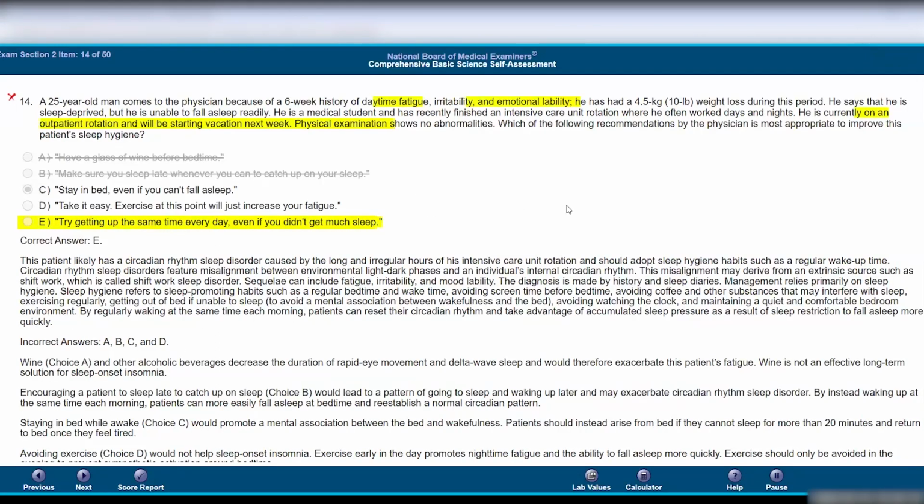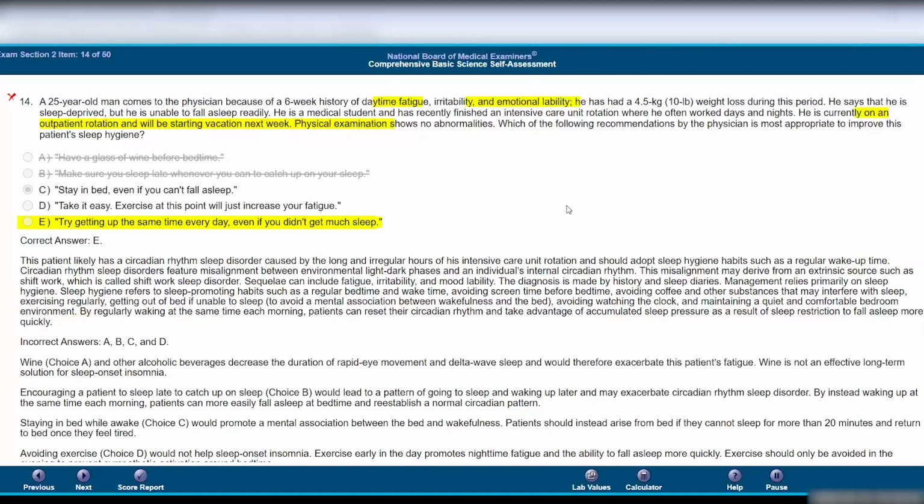Let's see. A 25-year-old man comes to the physician because of a 6-week history of daytime fatigue, irritability, and emotional lability. He has experienced weight loss, is unable to fall asleep readily, and is sleep deprived. He is a medical student who has recently finished an ICU rotation where he often worked days and nights. He's currently on an outpatient rotation and will be starting vacation next week. Which of the following recommendations by the physician is most appropriate to improve his sleep hygiene?